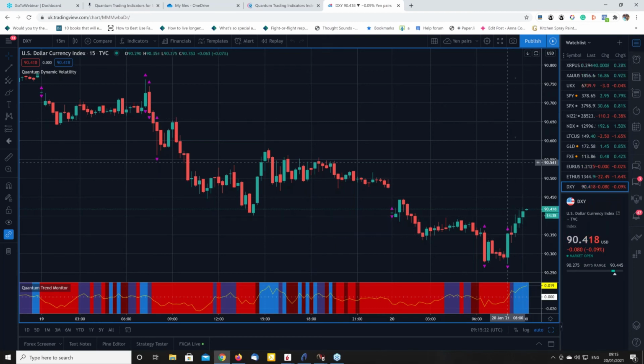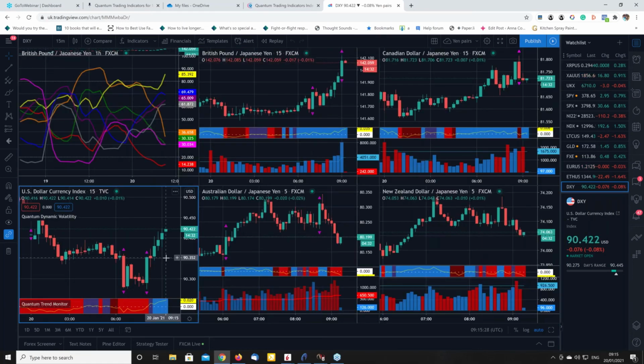So we've got a strong dollar buying, which you can see coming in there. Now, if that continues on, then obviously that's on a 15-minute time frame, then that's going to be reflected over onto the hourly CSI.